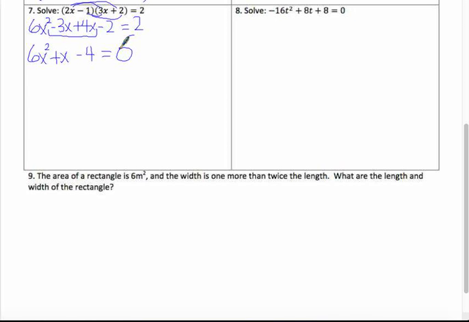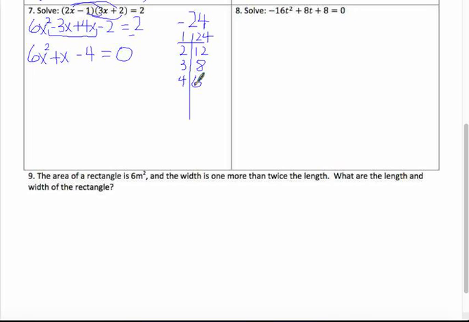So I have to find numbers that multiply to negative 24, because that's 6 times 4, and add to 1. And I think this is the part, so we need the bigger number to be positive. 2 and 12, 3 and 8, 4 and 6.